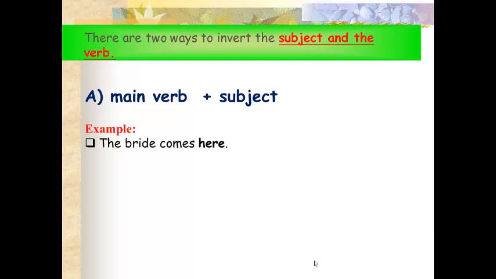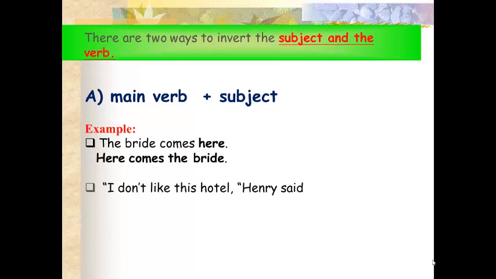The bride comes here. When they ask you to use the adverbial "here" at the beginning of the sentence, you have to invert between the subject and the main verb, like this: Here comes the bride. The second example: "I don't like this hotel," Henry said. When we want to invert the introductory verb, it will become: "I don't like this hotel," said Henry. This is the first one.